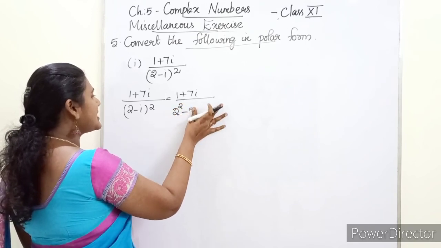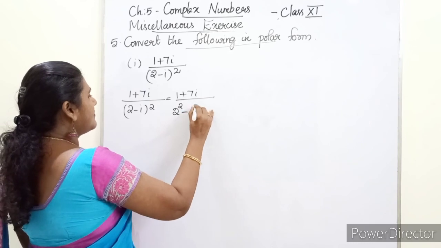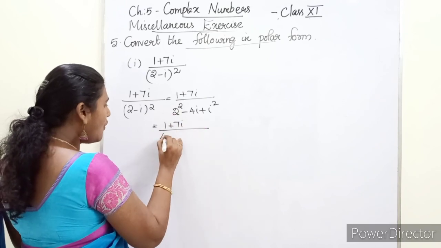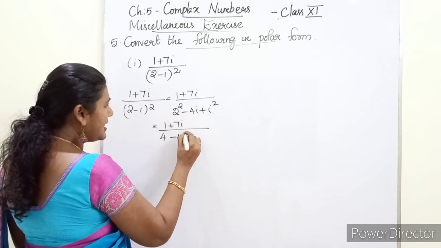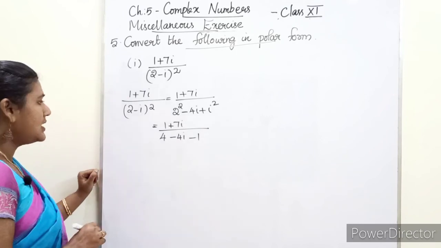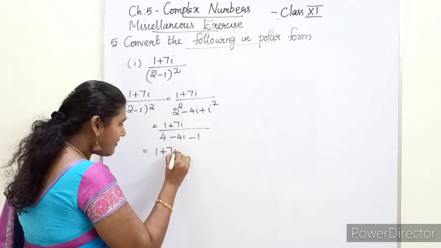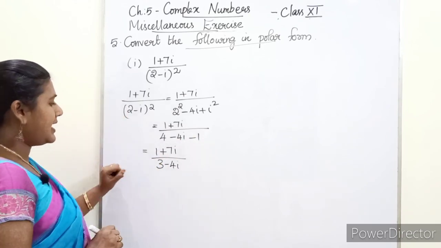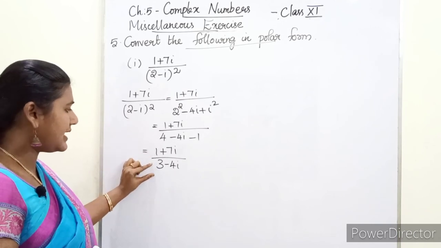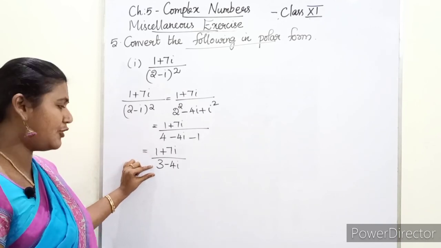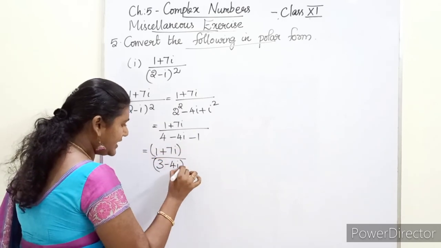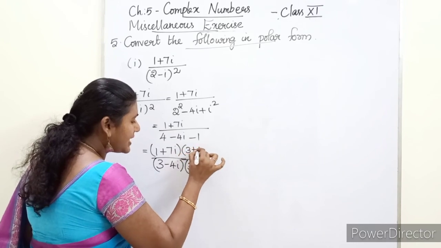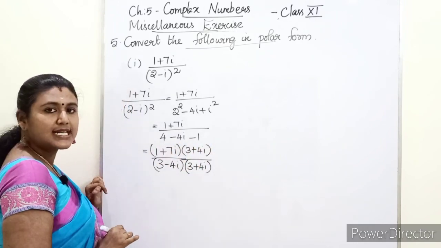minus 2 into 2, that is 4i, plus i square, that is (1 plus 7i) by (4 minus 4i), i square value is minus 1. So now we will simplify: 1 plus 7i by 4 minus 1 is 3, so 3 minus 4i. Again we have to multiply both numerator and denominator by the conjugate of the denominator. So what is the conjugate of the denominator? 3 plus 4i. So we will multiply both numerator and denominator by the conjugate, that is 3 plus 4i.